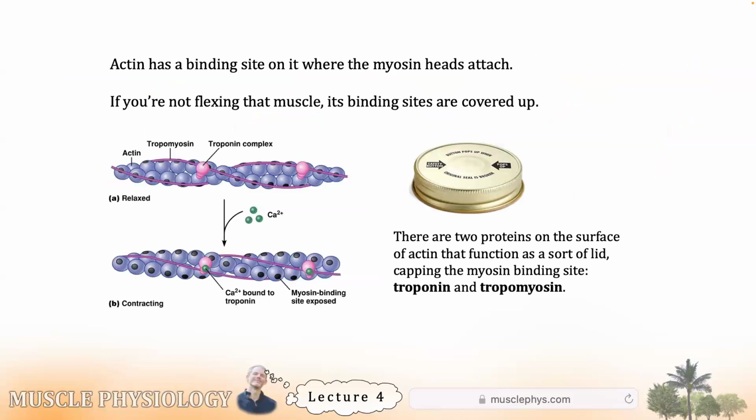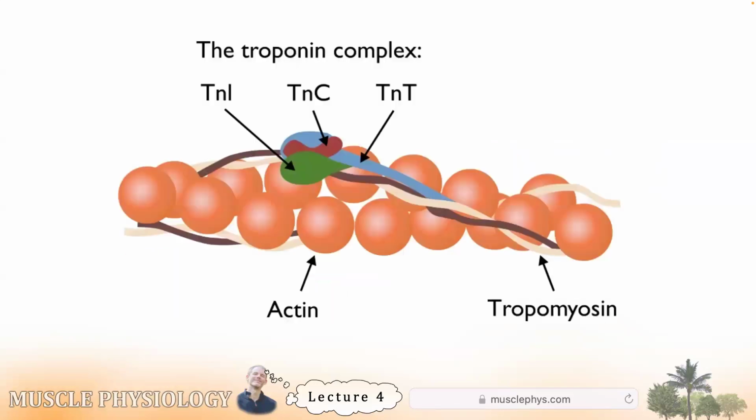But first, tropomyosin, that long vine, is capping all of the myosin binding sites along actin. Myosin doesn't have access to those sites, not until tropomyosin moves and those sites are exposed. And to cause tropomyosin to move, calcium needs to bind to troponin.